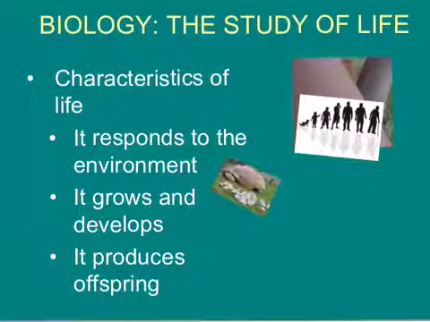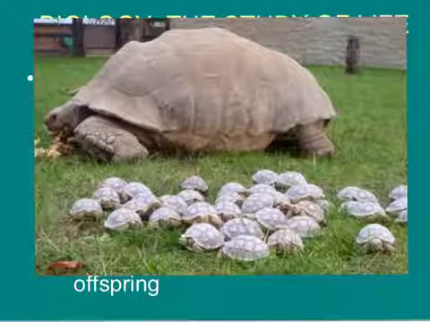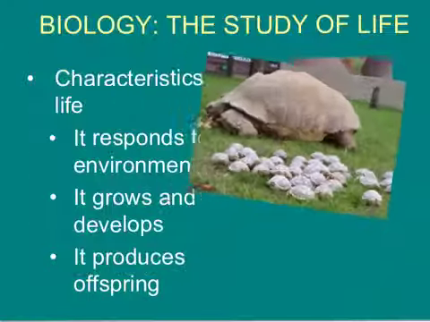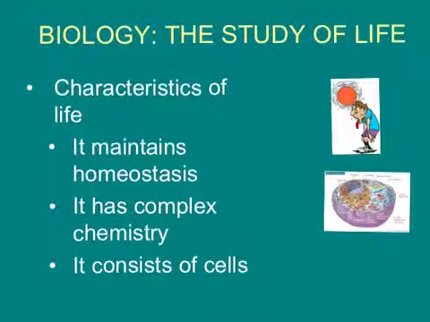I thought this was a really cool picture that all living things produce offspring. This turtle has a bunch of little baby turtles hanging around. These are actually an endangered species. So you can see that this is an important thing that we do, is that we reintroduce species that we've destroyed or pushed out with habitat destruction. But all living things grow and develop. All living things respond to the environment. All living things produce offspring.